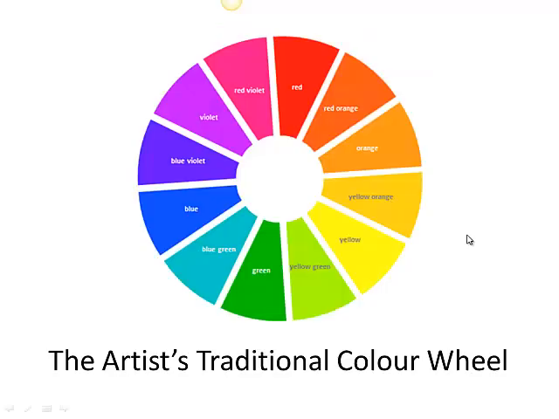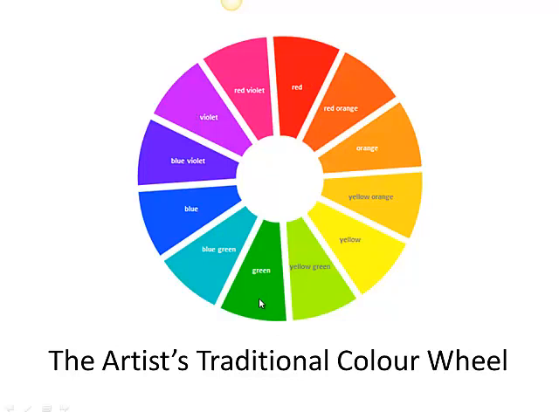The artist's color wheel, we know, we'll just go over it quickly. We know the primaries, red, yellow, blue. We know the complementary color of the primaries are the secondaries, and that's orange for blue, yellow is violet, and red is green.